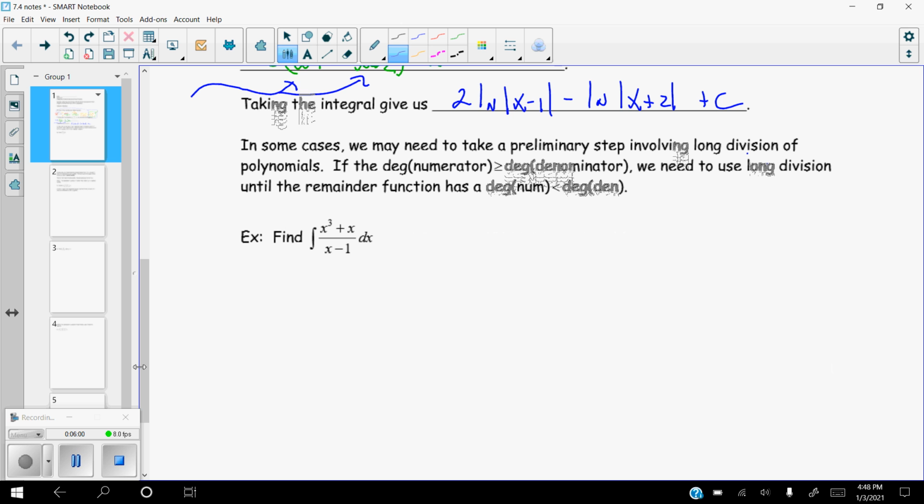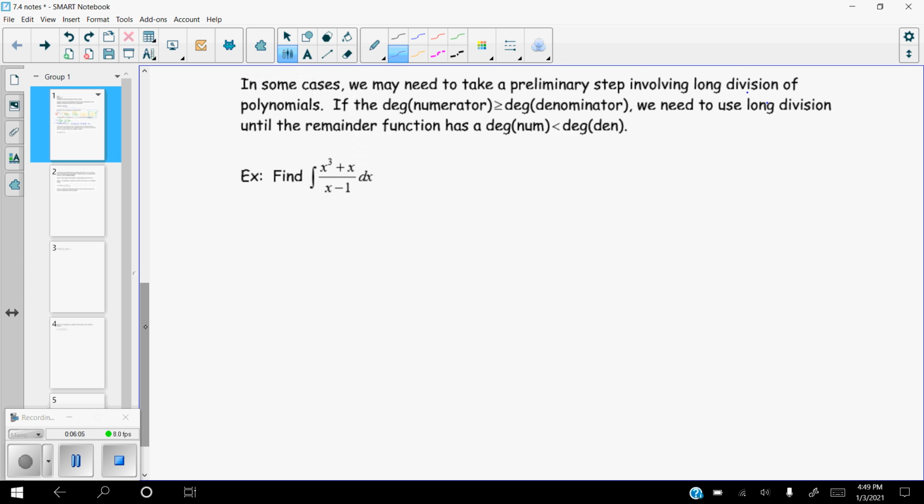Okay, so if we want to decompose the function, that's what we're going to try and do. There are a couple things we have to go through first before we can actually get to the decomposition part. In some cases, like in the one that I have down here, it may be necessary to take a preliminary step involving long division of polynomials. And the reason for that is this. If the degree of the numerator is greater than the degree of the denominator, which we have here, this is an improper form of a rational function. We need to get it into a proper form, which means that the power on the top is going to be less than the power on the bottom. The only way to do that is to go through a process which is long division.